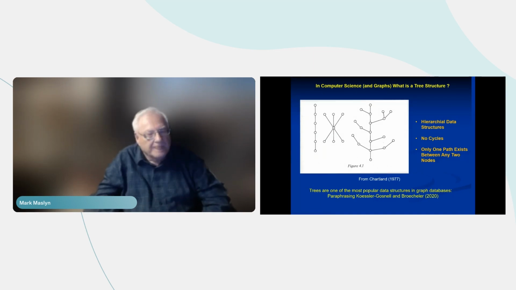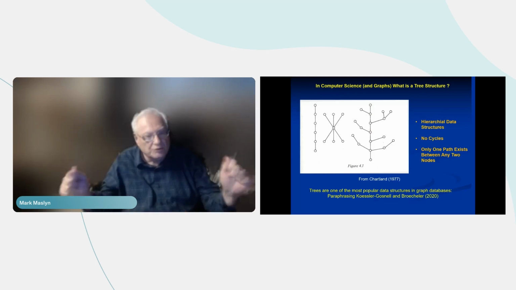And it's obvious that the one on the right is a tree structure, but the next two next to it are also tree structures, because this one on the far left that goes up and down is a line, but it still fits the definition. It's a hierarchical data structure. There are no cycles, and only one path exists between any two nodes. So we can start broadening our mental concept of what a tree structure is.